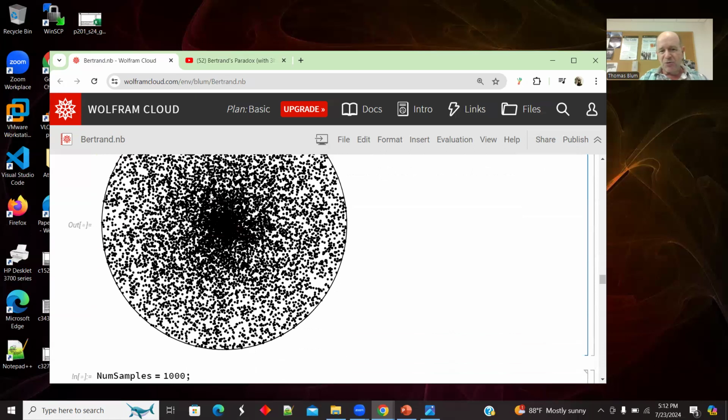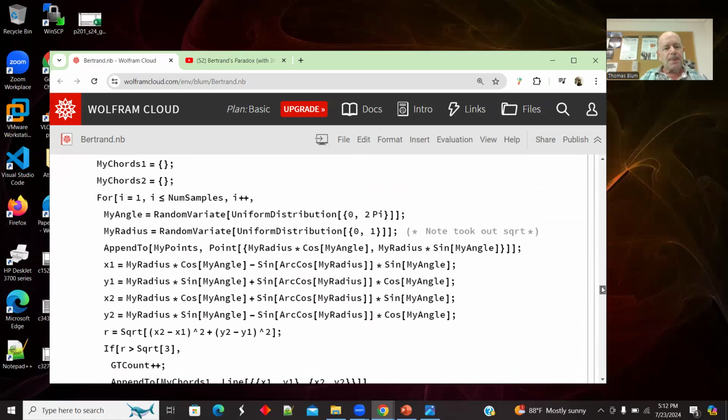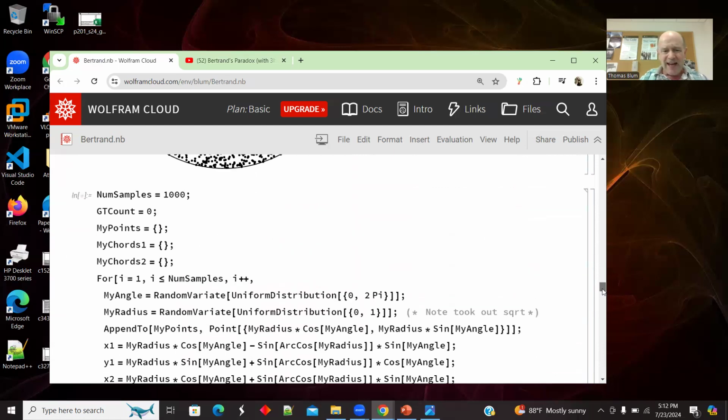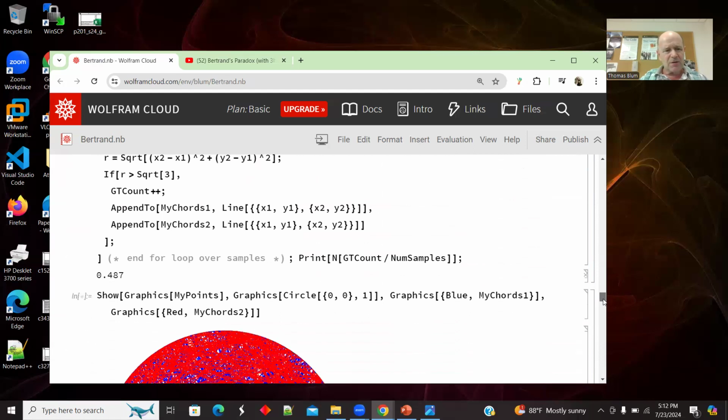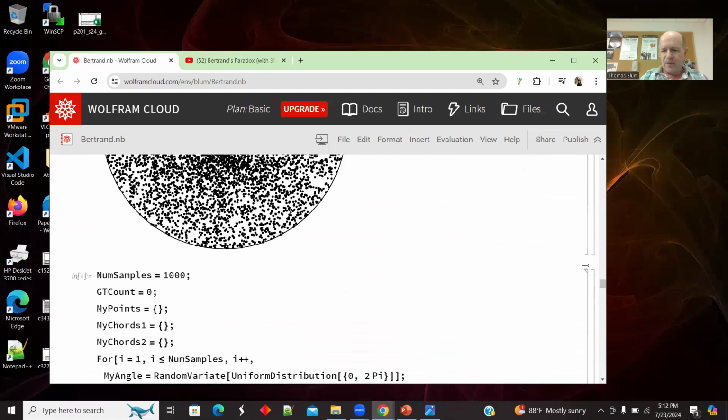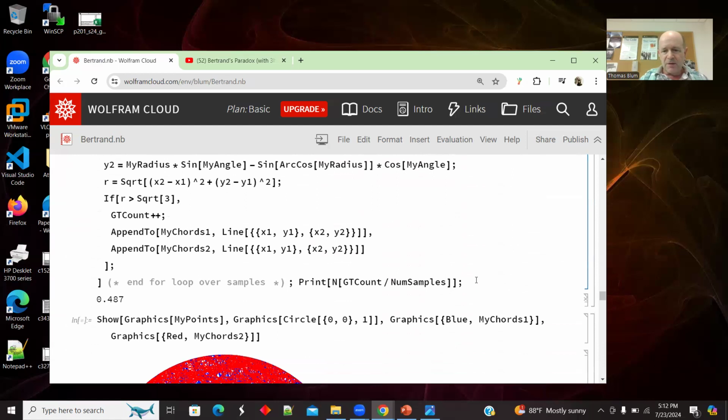And now this was just points, no chords just yet. But we see that in terms of points, it's denser. It's the same game as above. I did the same sine of arc cosine. It's all the same as above. And all I really did was take out the square root. And now we're getting something close to a half. Okay.